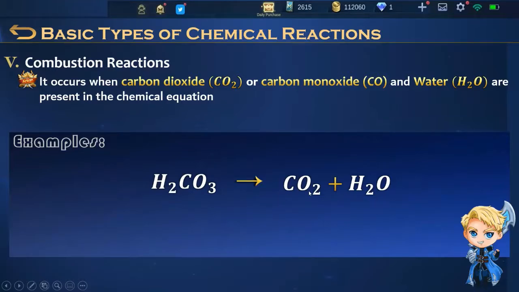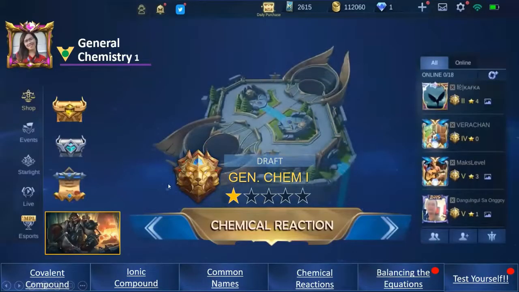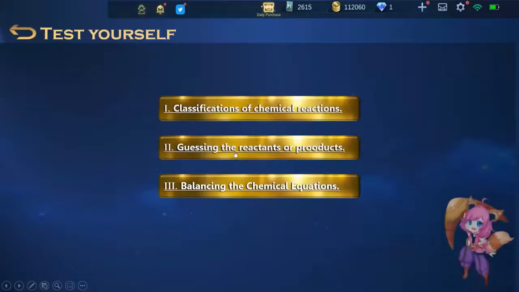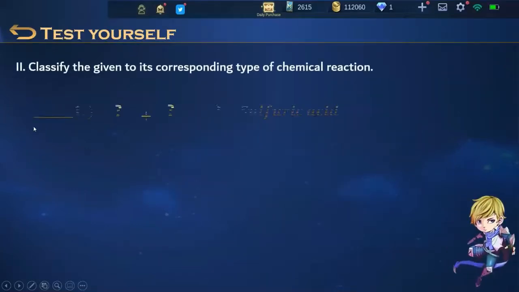Plus sign on the right side. Decomposition. Kaya naaman siya yung presence of carbon monoxide and water. So, this one, carbon dioxide and water. And let's have an activity. Guessing the reactants and product.